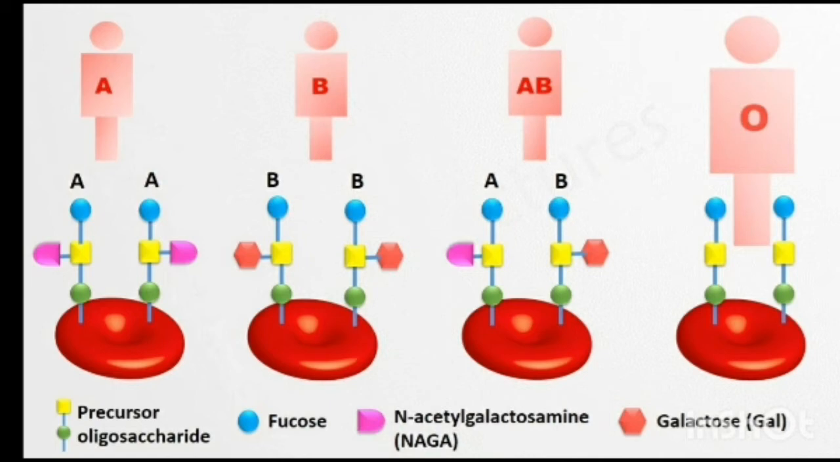So basically, antigen A is N-acetyl galactosamine, and antigen B is galactose. So these antigens remain attached to the outer surface of RBC. But in the O blood group, there is no antigen A, there is no antigen B. Whereas in the AB blood group, both the antigens are present on the outer surface of RBC.